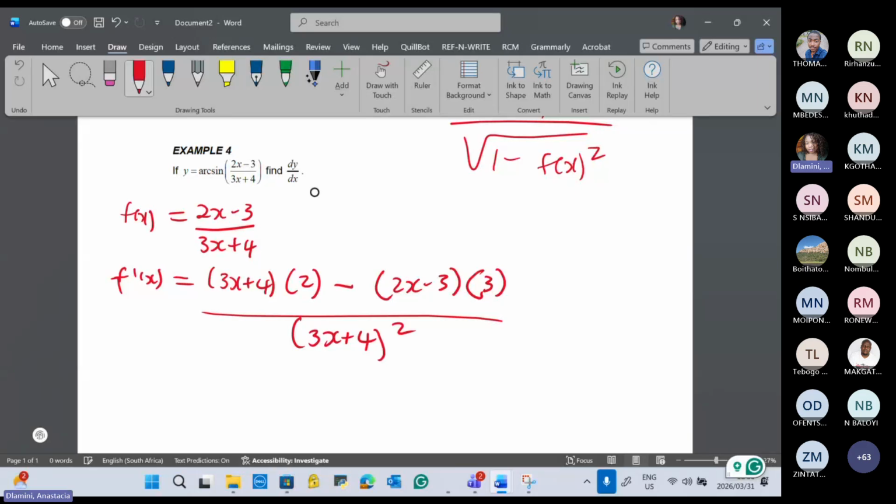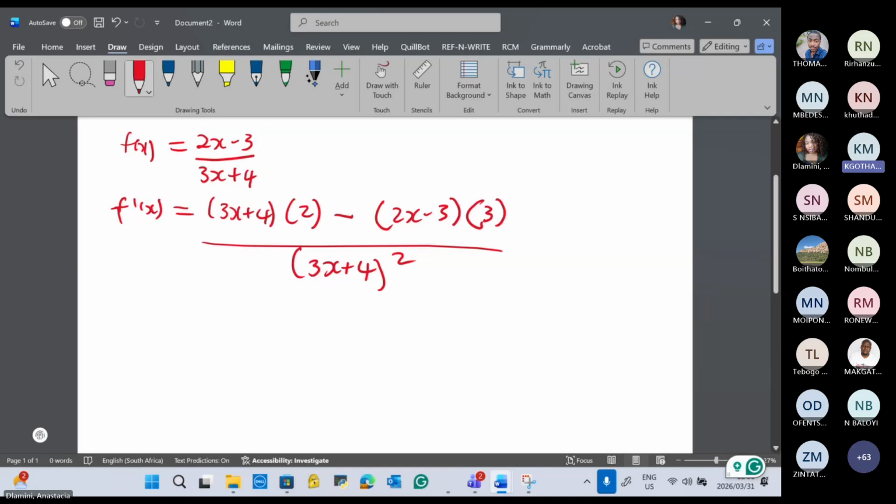Are we together? Yes, ma'am. Now, one mistake that a lot of people make is they try to expand the denominator. Don't always rush to expand the denominator. Leave it like that and see if at some point it will cancel or not. Are we all together when it comes to the quotient rule? Yes, ma'am. So let's stick to the numerator first.